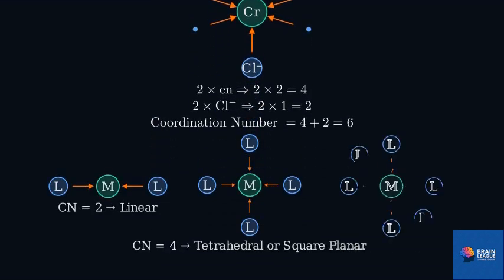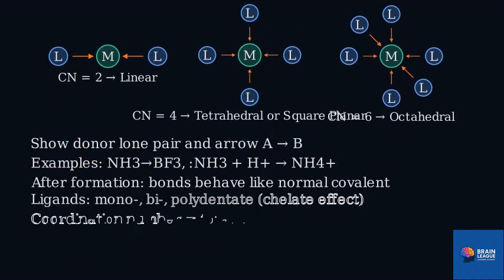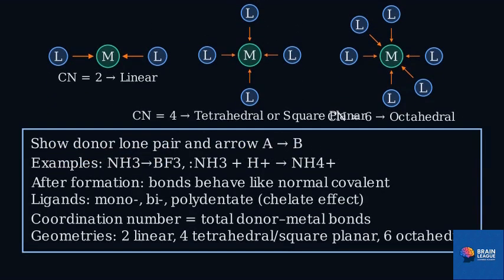Common coordination numbers and geometries. 2 gives linear, 4 can be tetrahedral or square planar. 6 is typically octahedral.